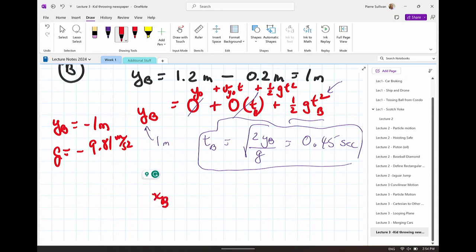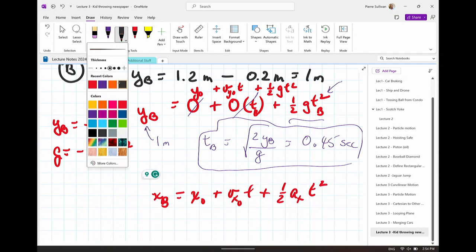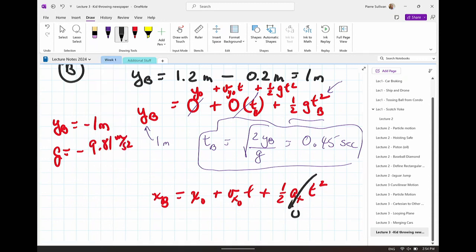X sub b is also going to be x naught plus vx naught times time plus 1/2 acceleration of x in the time direction. I'm just going to use a thick black line. This is 0 because there's no acceleration in x. There's nothing to accelerate in the x direction. Again, the way I've defined this problem, my origin is 0.